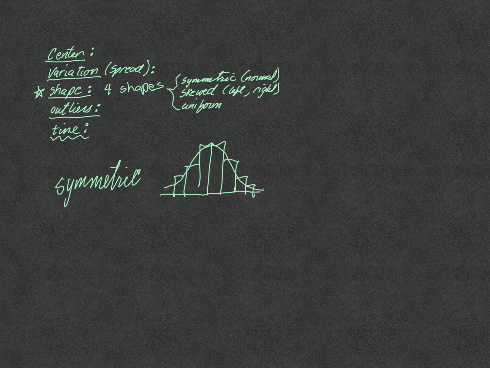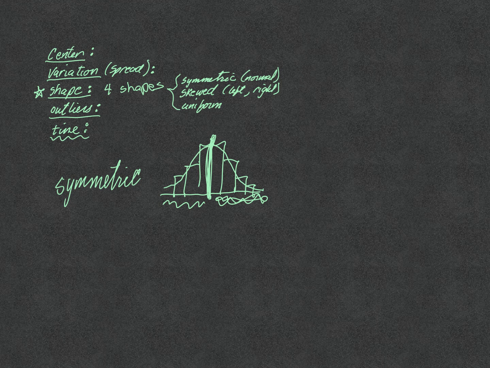If it's symmetric, then the center is going to be really close to the middle. Okay? And that makes sense as well. And its spread, its variation, it's going to have an equal amount of spread or an equal amount of data on both sides. So it's going to vary in kind of a really nice way.